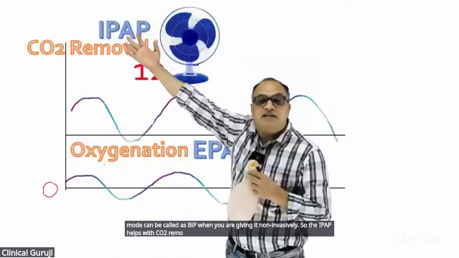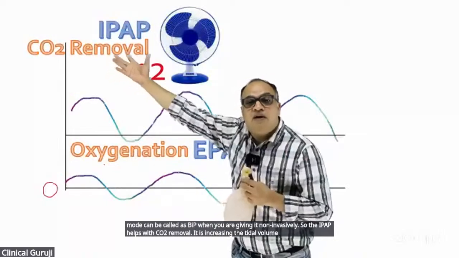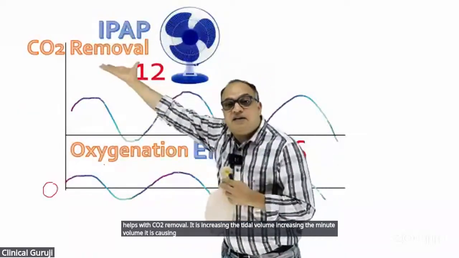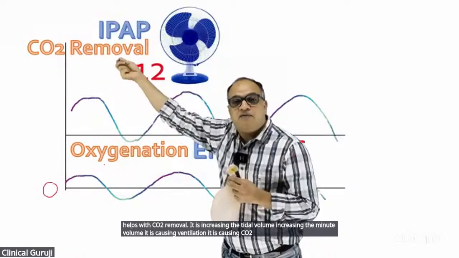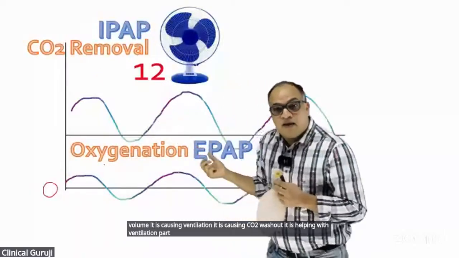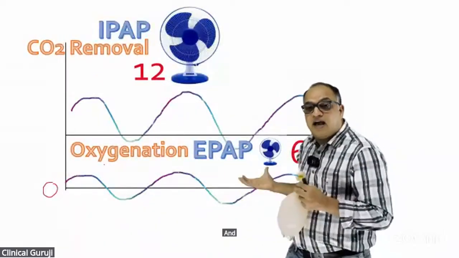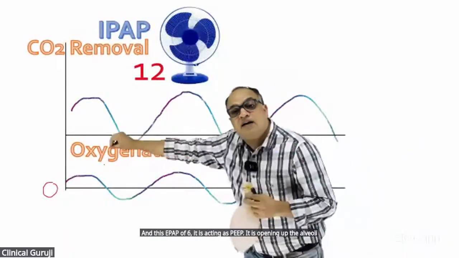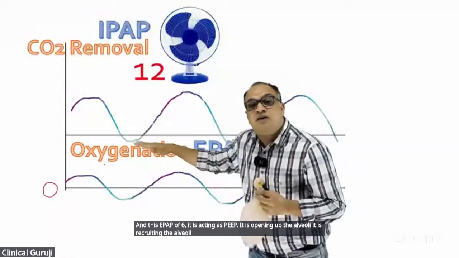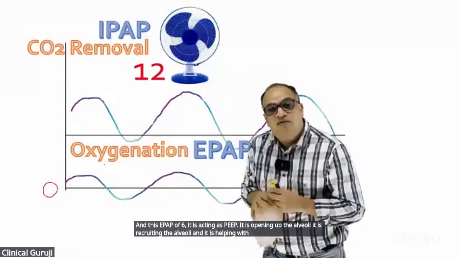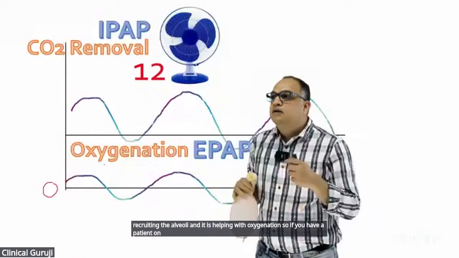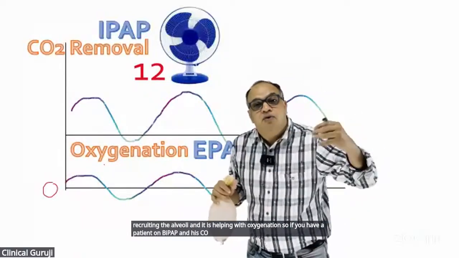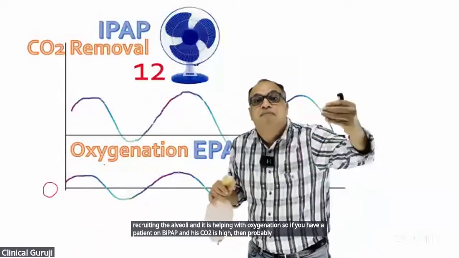It is increasing the tidal volume, increasing the minute volume. It is causing ventilation. It is causing CO2 washout. It is helping with the ventilation part. And this EPAP of 6, it is acting as PEEP. It is opening up the alveoli. It is recruiting the alveoli and it is helping with oxygenation. So if you have a patient on BiPAP and his CO2 is high, then probably you want to increase IPAP.